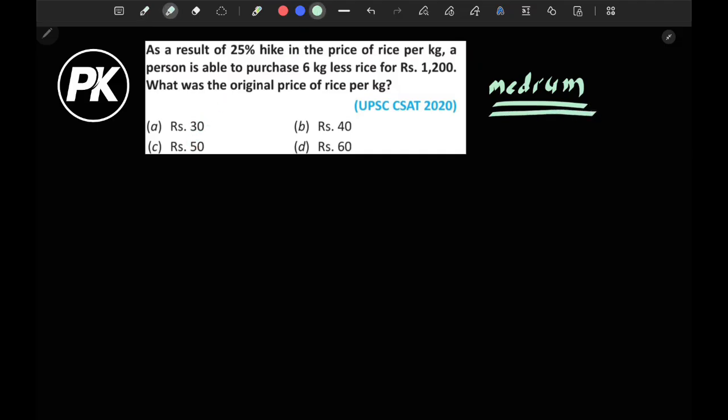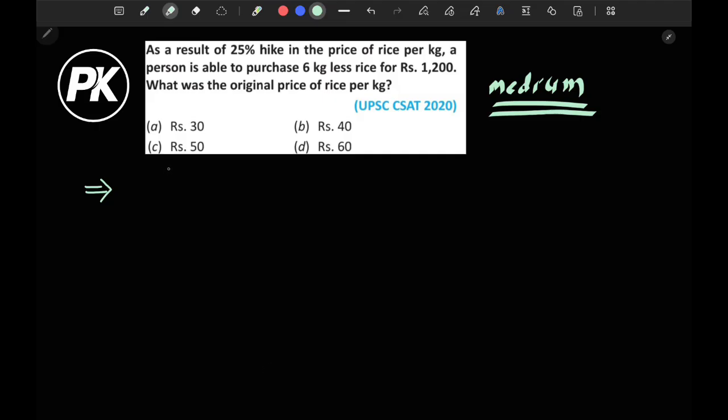Now what is the problem statement? As a result of a 25 percent hike in the price of rice per kg, the person was able to purchase 6 kgs less rice for rupees 1200. What was the original price of rice per kg? In a book, the solution to such problems might be given as a simple formula, where you put in the values and get the solution. That is easy, but in an examination it is not humanly possible to recall everything, right? So we will solve this example without any formula, with just basic info and basic mathematics.